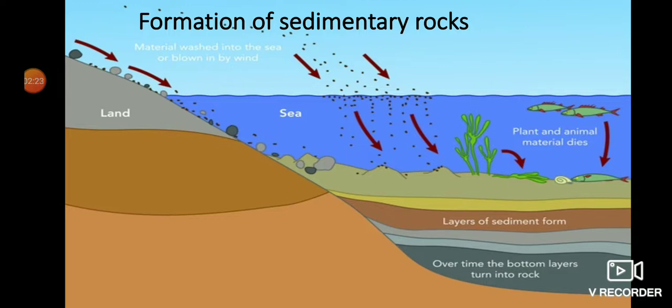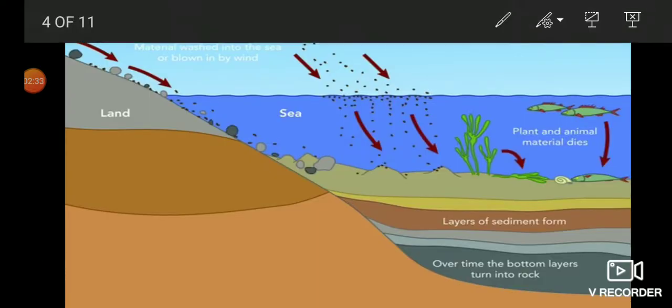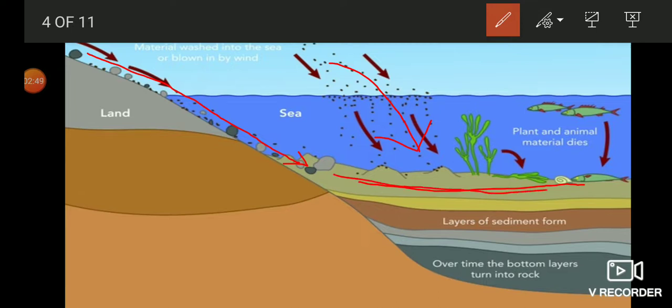Here is a picture where formation of sedimentary rocks is shown. Here the gravels or sand and clay are carried away by rainwater and by wind. Then these particles deposit into the ocean bed like a sediment.